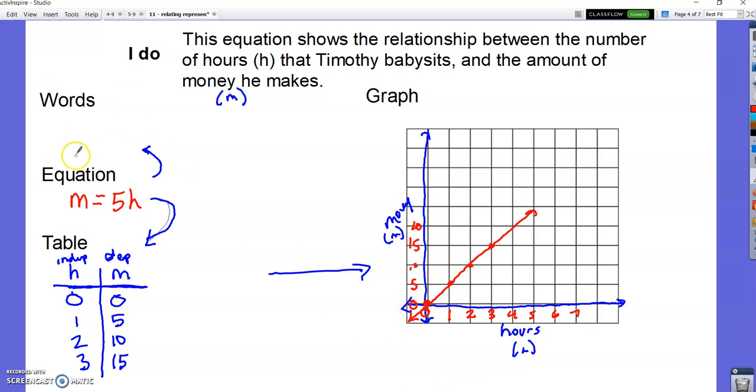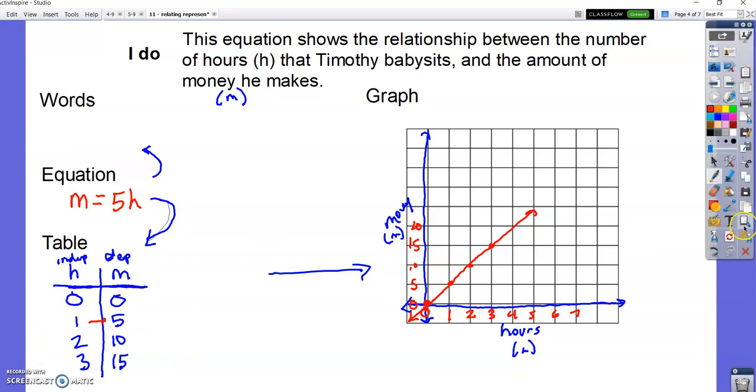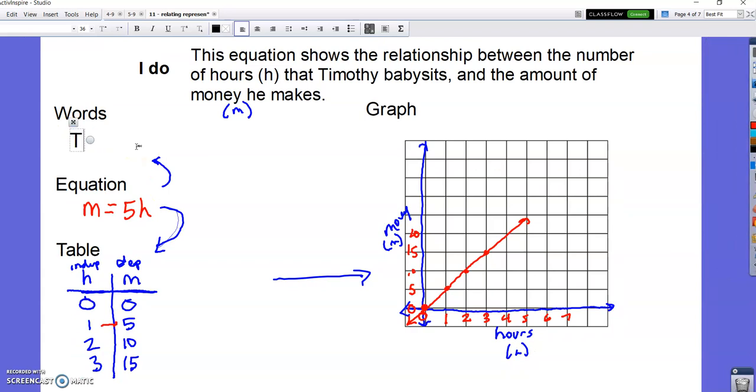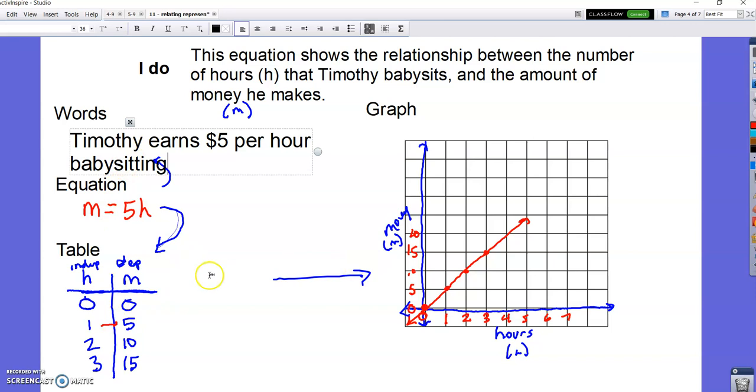So last thing to do is just to kind of put that situation into words. So as I see here, each hour that Timothy works, he makes $5. So I can even word that as a unit rate. Here, I would just probably say Timothy earns $5 per hour babysitting. Or for each hour that he babysits, or something like that. Okay, so that's how we kind of take one and make all 4.